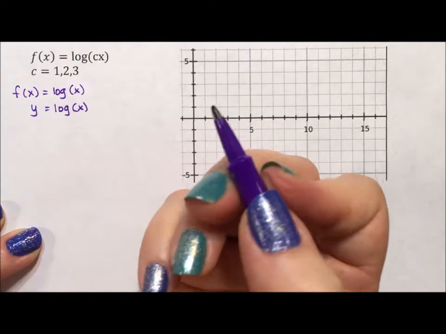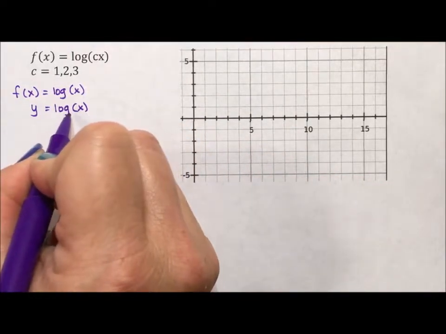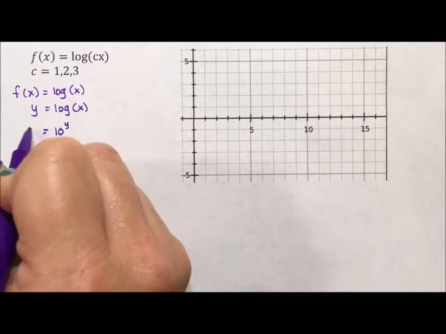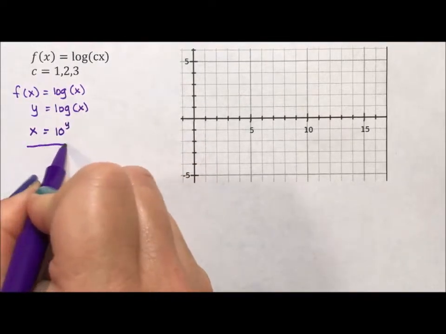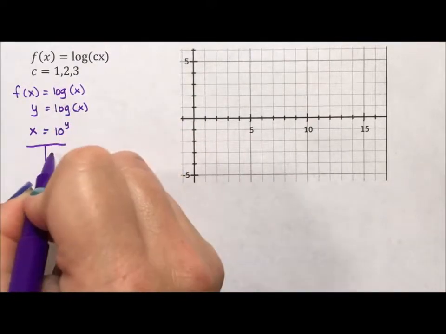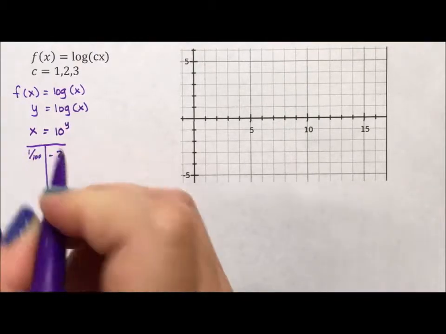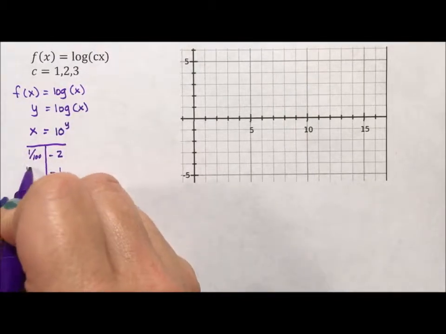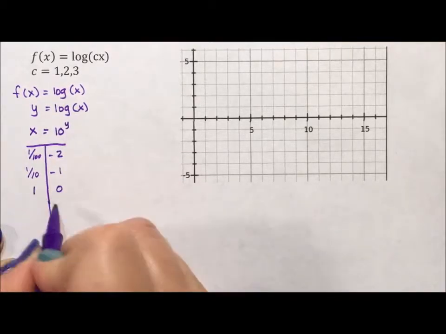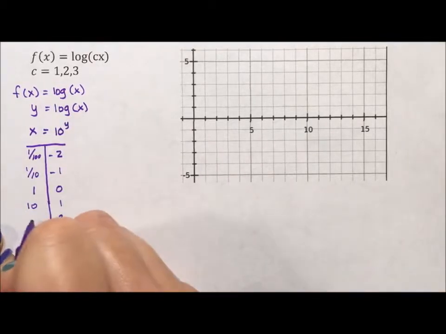And then I'm going to write this exponentially. So remember, this is saying 10 to what power equals x. This is an easier way to get a table of values. So I can come in and say if y is -2, x is 1 over 100. If y is -1, we have 1/10. If y is 0, anything to the power of 0 is 1, 1 is 10, and 2 is going to be off our graph at 100.